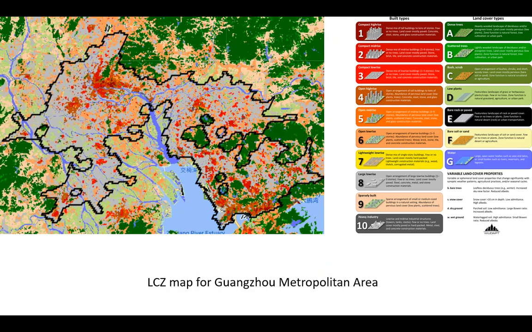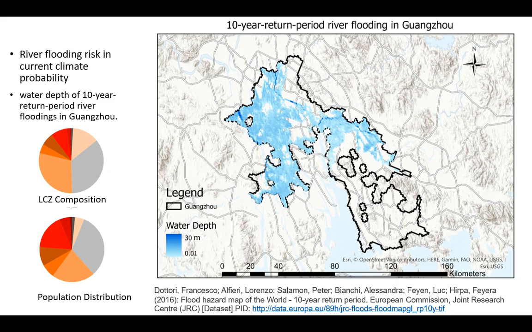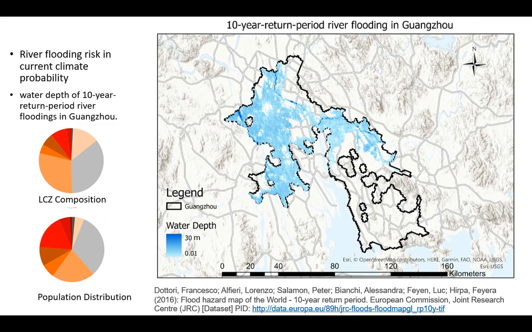And this is a map of Guangzhou, and this is a statistic of the distribution of population in Guangzhou. We have compact LCD 1, 2, 3 accounting for only 10% of the area of Guangzhou, but accommodating more than 20% of the population.